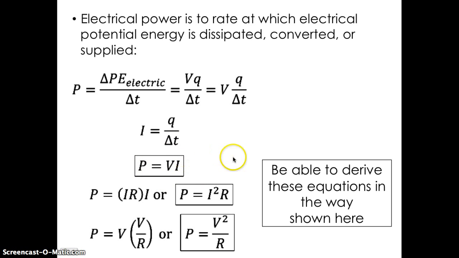to voltage times current. And if you replace voltage with I times R, you get power is equal to I squared times R. And then if you come back up here again and you replace I with voltage over resistance, R, then you get this equation: power is V squared over R. So be able to derive these equations in the way I've shown, starting from this step here. Be able to arrive at this equation, this one, or this one.